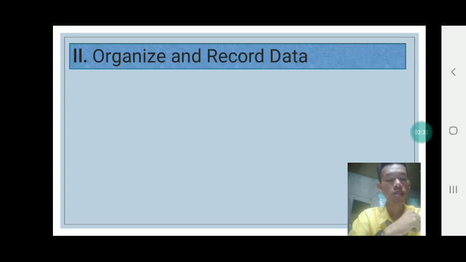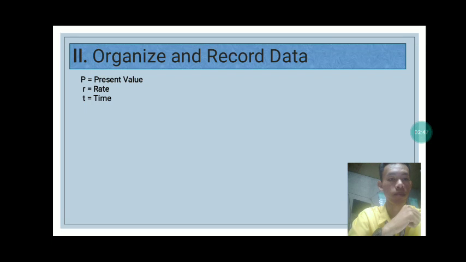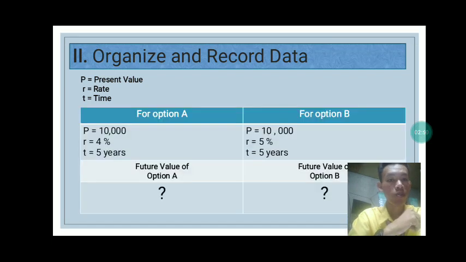So let's proceed to step 2, which is organize and record data. P is our present value, R is the rate, T is the time. For option A, the present value is 10,000, the rate is 4%, the time is 5 years. For option B, the present value is 10,000, the rate is 5%, and the time is 5 years. So what would be the higher future value between the two options?